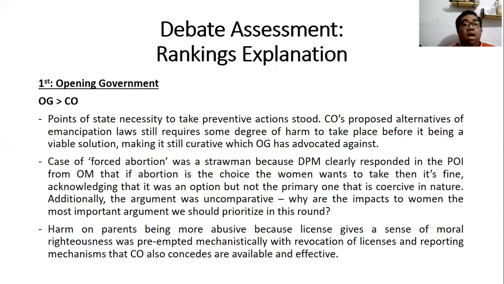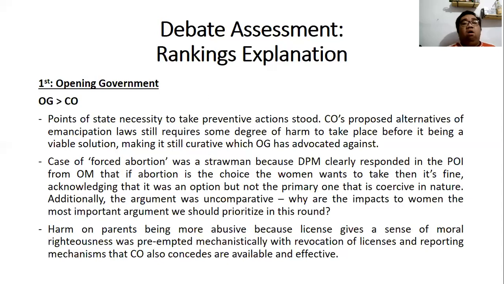Additionally as well, the argument was uncomparative, which is that even if we were to accept that forced abortions are going to take place, we felt that closing opposition still needed to frame their arguments on why the impacts to women should be the most important argument that we should prioritize in this round. And unfortunately, closing opposition did not do that.